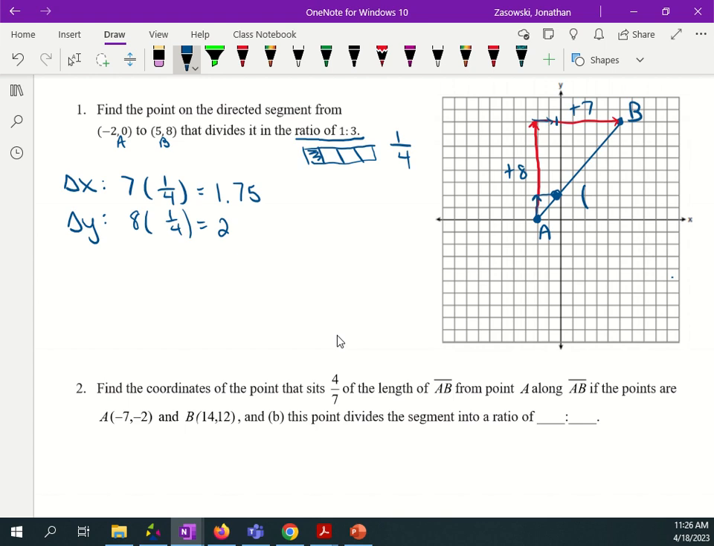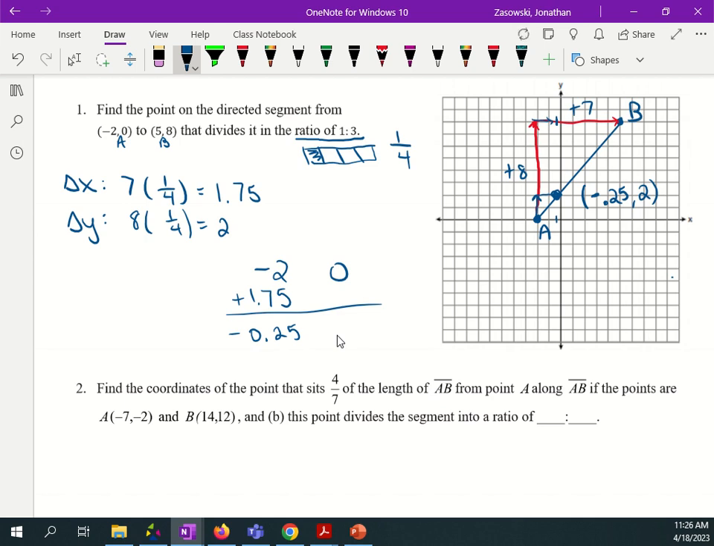Now, we have to be careful. Negative 0.25. Positive 2. Now, how we're going to do this easily is we're going to start with the coordinates of point A, which are just negative 2 and 0. And I'm just going to add these two answers, delta x and delta y, to these amounts. So if I add 1.75 to the x coordinate, what does that give me? Negative 0.25. You guys agree that's negative 0.25?